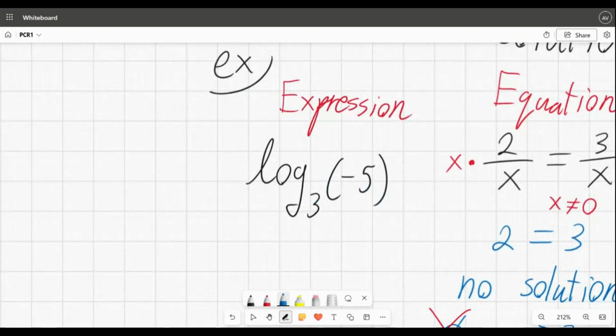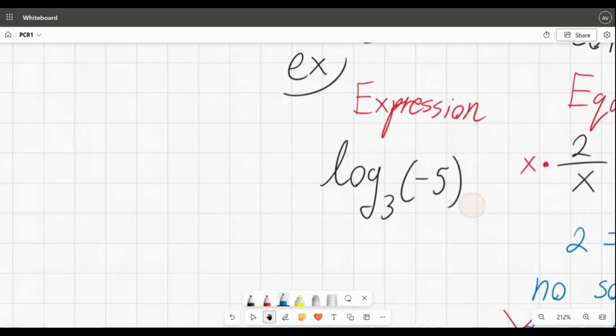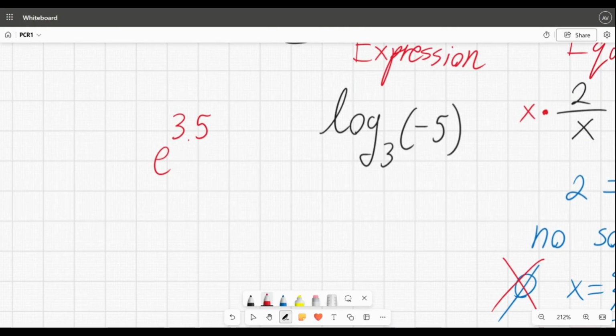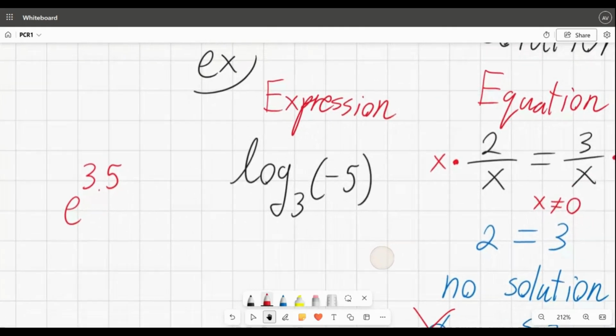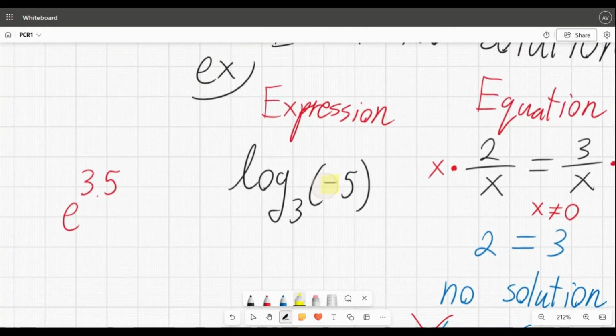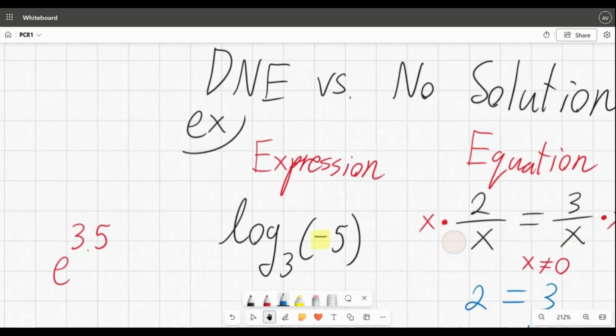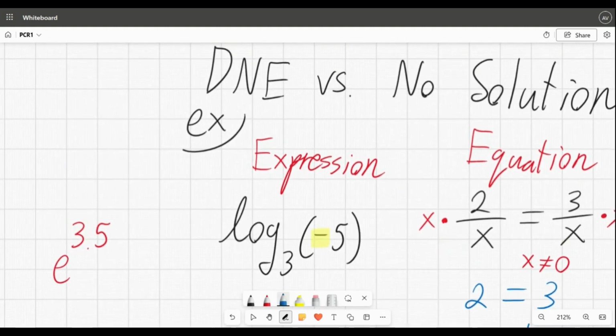So with an expression, there's no equal sign. This is a value. So if you think about it, let's say we had the expression e to the 3.5. That's an exponent. This is just a number, right? And it has a value. It exists. But with log base 3 of -5, this negative presents an issue. That just does not exist. That's not a number. We cannot evaluate this log.